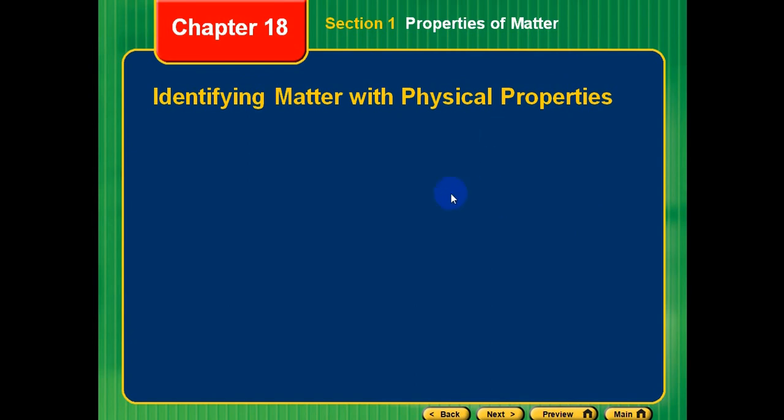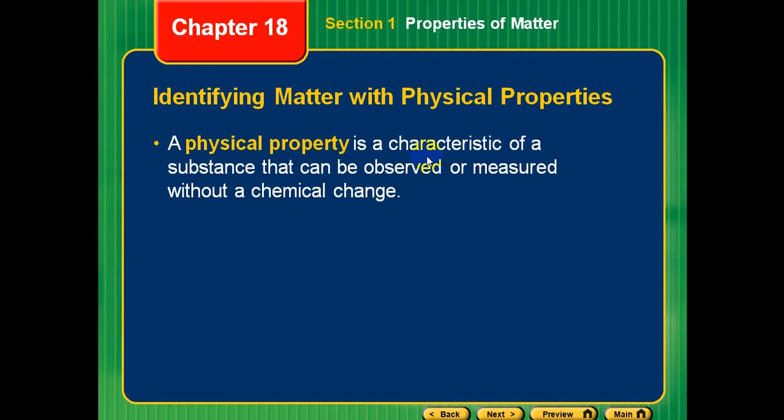When we describe matter, we can describe it in two ways: by physical properties and chemical properties. So let's see first, what does physical property mean? A physical property is a characteristic of a substance that can be observed or measured without a chemical change. Anything you can observe about the matter without changing it, by your eyes or by using your five senses, or something you can measure by a ruler, by balance, by spring scale, we call this a physical property.